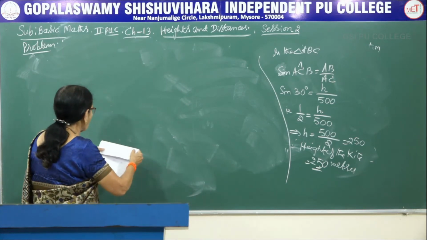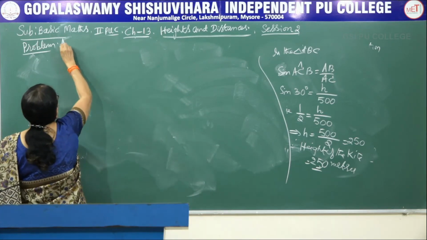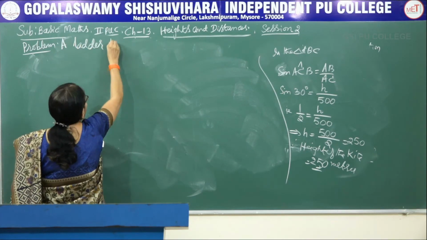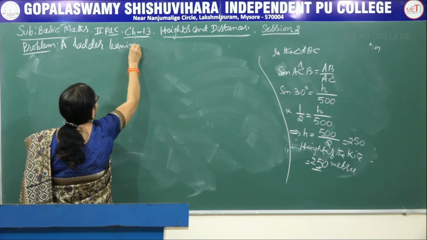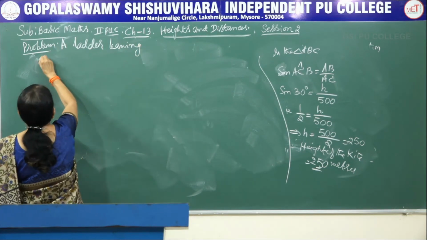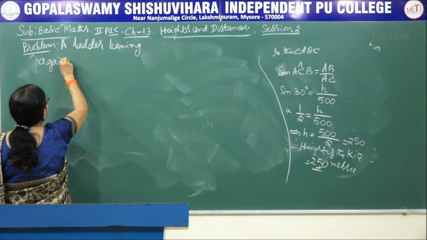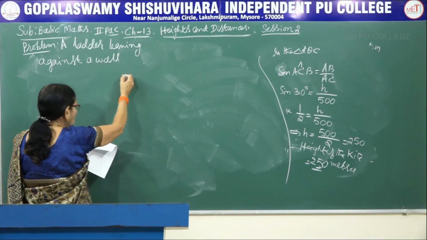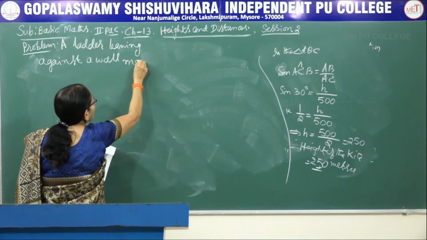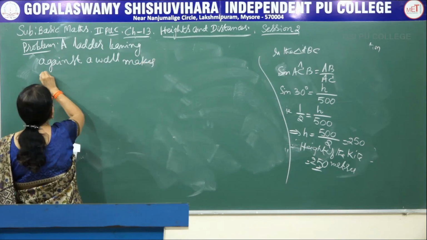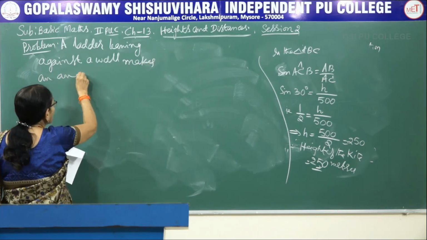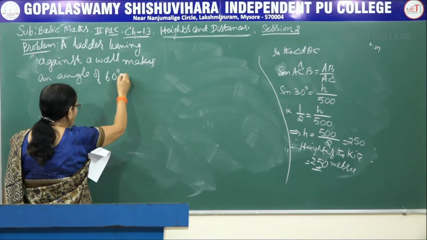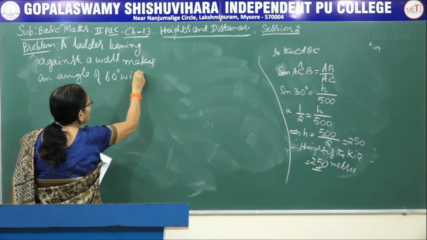Now next problem. A ladder leaning against a wall makes an angle of 60 degrees with the ground.